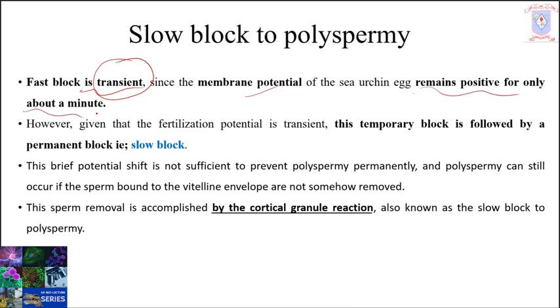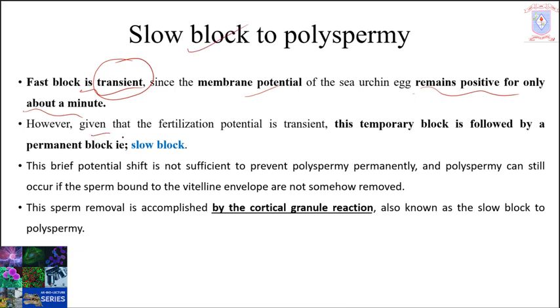Because this positive charge, plus 20 millivolts, is not a permanent charge of the plasma membrane, it will shift to the normal resting membrane potential within minutes. So the cell has to evolve another mechanism to prevent polyspermy, that is the slow block to polyspermy.